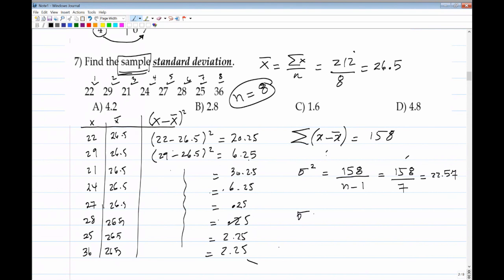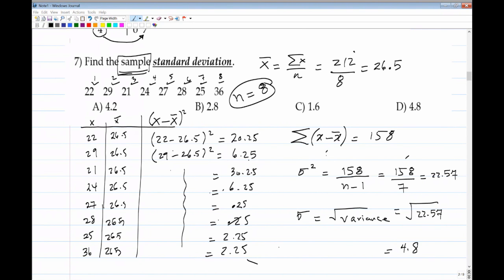Now what is the standard deviation? It is the square root of the variance, which equals the square root of 22.57, and that will be 4.8. You can actually use the calculator to fill out the values right here. When you go to edit, as you can see, look at this tab, edit, and then you enter the values.